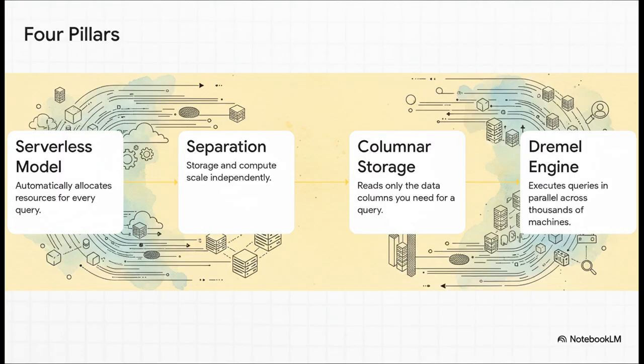First, we've already touched on the serverless model. Second, and this is huge, is the separation of storage and compute. What that means is your data can grow independently from your processing power. You don't have to pay for one just because the other gets bigger. It's brilliant. Third is a super smart way of storing data called columnar storage. We'll get to that in a sec. And fourth is the Dremel engine. The best way to think about Dremel is like the conductor of a massive orchestra, telling thousands of machines to all play their part on your one query, all at once, to give you an answer, boom, in seconds.